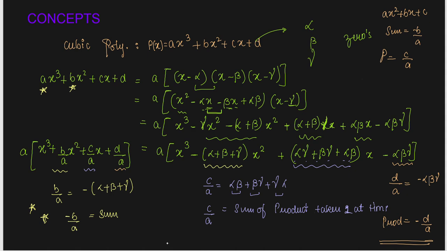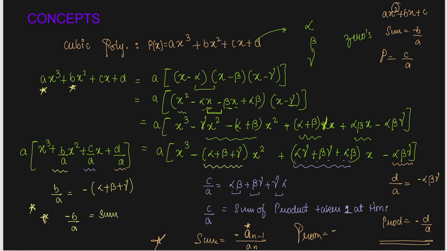So how can you generalize for your n degree? For n degree, the sum will be negative a_(n-1) over a_n, where a_(n-1) is the coefficient of the term with degree n minus 1, and a_n is the coefficient of the degree n. And the product can be positive or negative: positive for the even degree, negative for the odd degree.